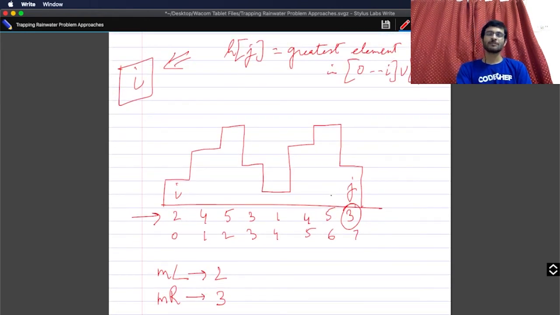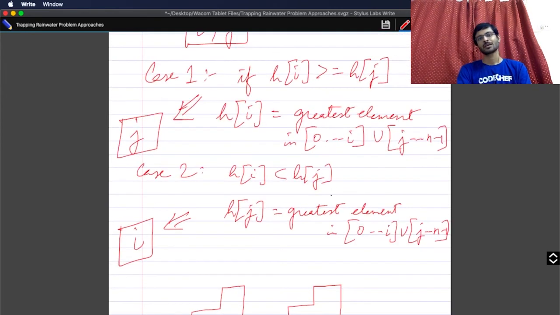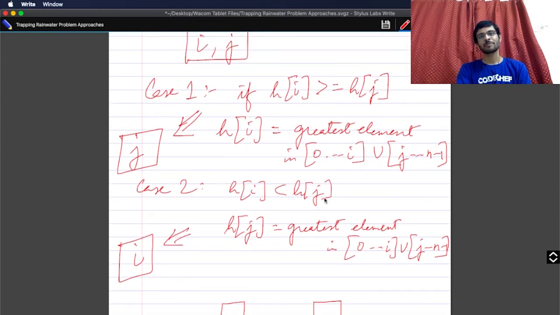Now can we do even better? Over here, can we break into three cases? Yes. If we break into three cases, if hi is equal to hj, you can actually move both the pointers frontward. Why so? Because we know that both are greatest elements.